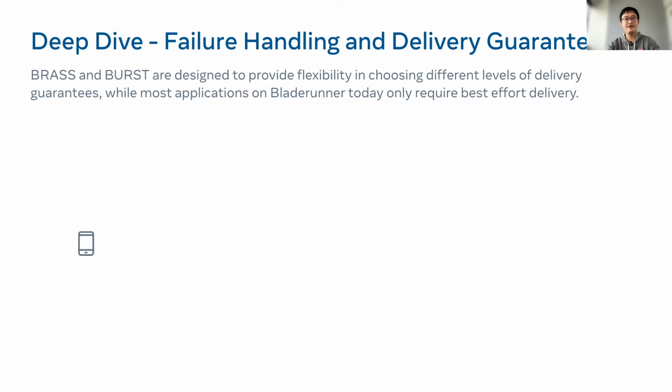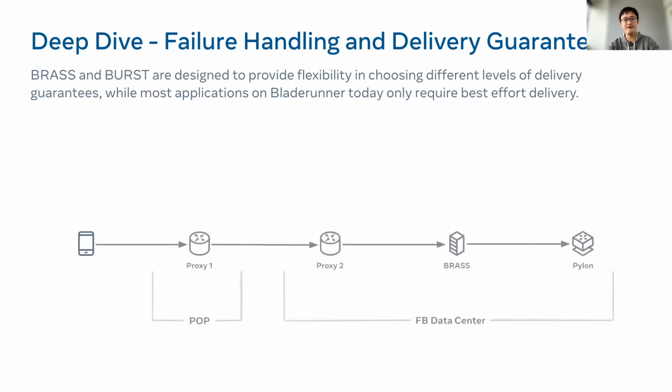Now, let's dive even deeper into failure handling. A stream can span across multiple hops, and each hop can fail independently. Burst guarantees that upstream failures are reliably signaled to downstream clients. Each hop can either automatically retry or delegate to application logic in client devices. Applications built on top of RAS and Burst have the flexibility to choose different levels of delivery guarantees.